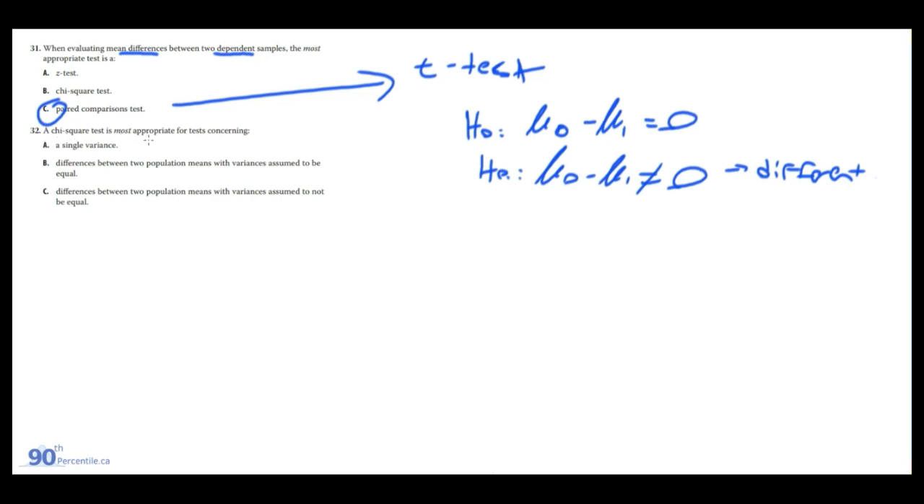Chi-square test is most appropriate for tests concerning a single variance. Once again, touched on this a little bit earlier. And if we were to look at B and C, we're talking differences between population means, which once again would be a t-test. So both of these answers are wrong.